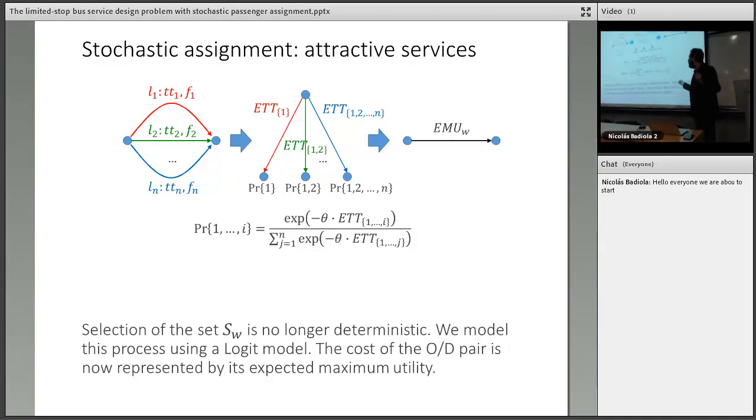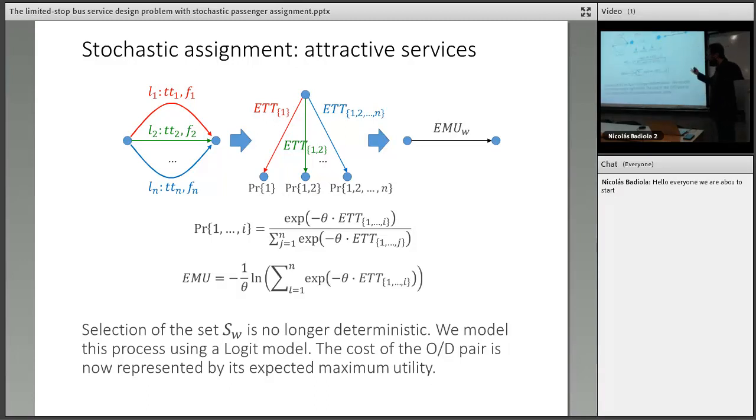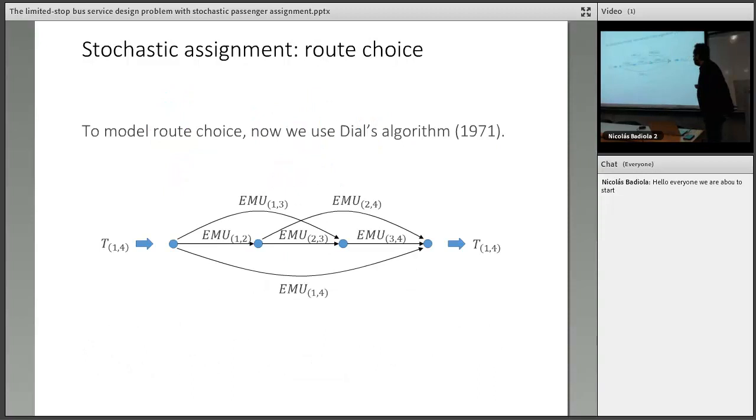The way we do it is using the very well-known logit formula for this, and the expected maximum utility is computed using the log-sum expression, like that. And then, for route choice, we use Dial's algorithm, which is a way of assigning trips to a network in a way that the utilization of each route corresponds to what a logit model would yield if we fed it the list of routes and used the logit model to predict the flows. So we might get that some people use this road, some people use that combination, and some people will use that combination, and so on and so forth.